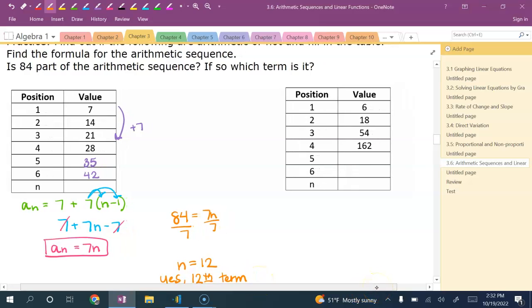Now the other practice problem, when I look at what these numbers were doing, they appear to be multiplying by 3. So this one would have been geometric, not arithmetic. So I can't do all that work that I did on that other problem.